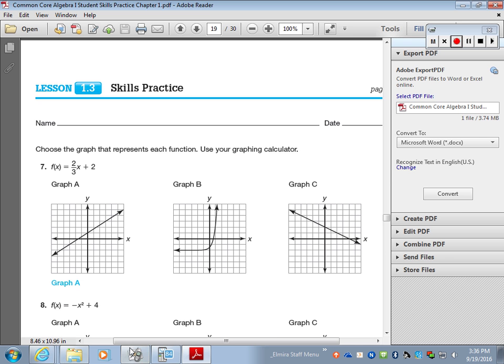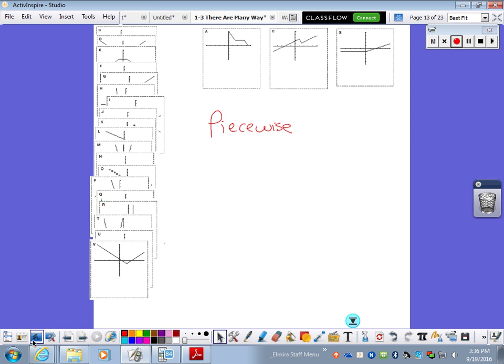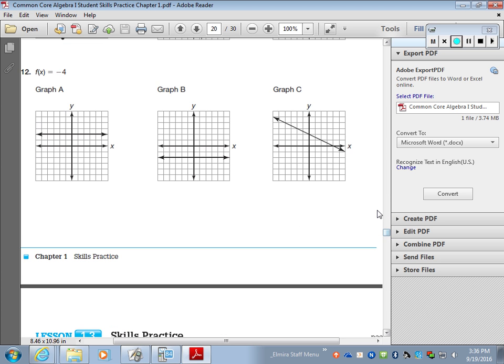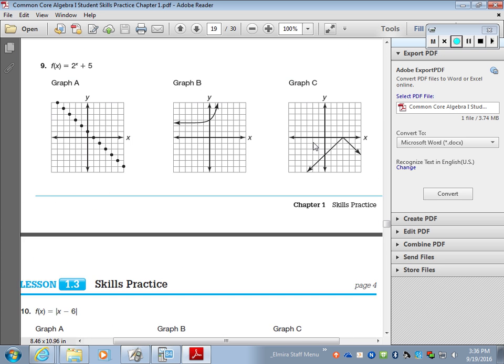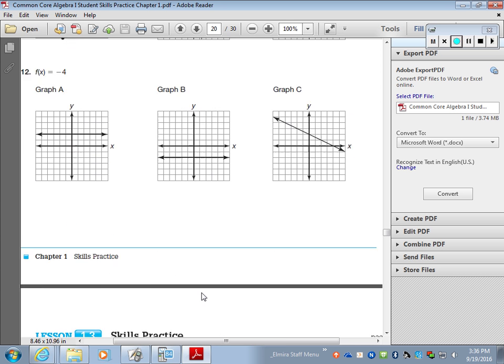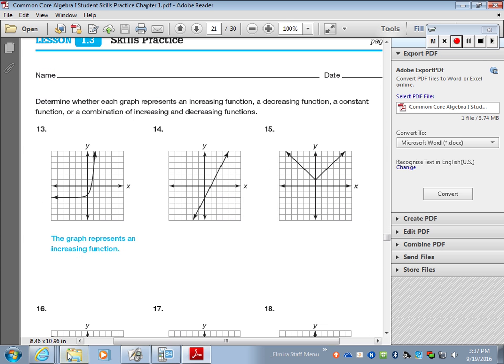Lots easier. So I highly encourage you to have a calculator, or to get a pre-signed pass if you do not have a calculator to use at home, to do just this section. It's only 6 questions. The front of this page, whoops, too fast: 7, 8, and 9, and 10, 11, 12. The rest of this is really how well do you know your vocabulary.